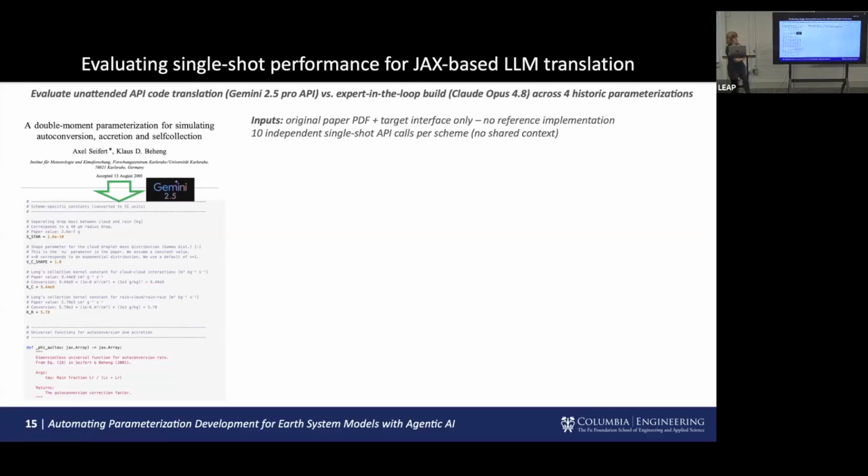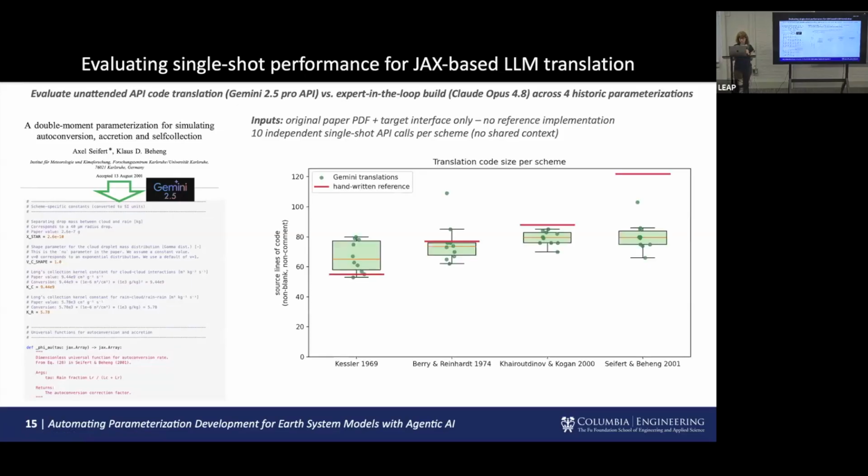So it's calling the Gemini API independently 10 times, and there's no shared context. It's basically just seeing how well it can do if I give it a single call. Here I'm comparing how much source code is developed. The Gemini translations are the green dots, and the red is my handwritten, or I should say Claude plus myself handwritten, JAX version of these 4 different schemes.